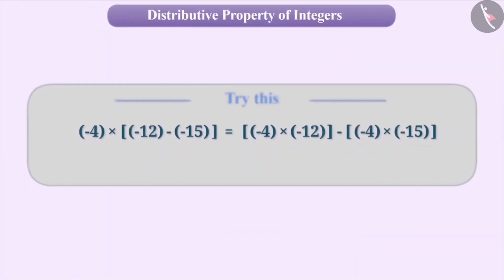Try and solve the given question. Is minus 4 multiplied by (minus 12 minus minus 15) equal to minus 4 multiplied by minus 12 minus minus 4 multiplied by minus 15?